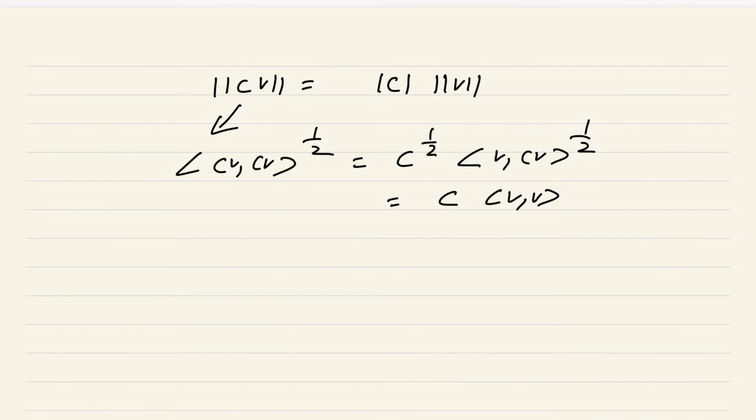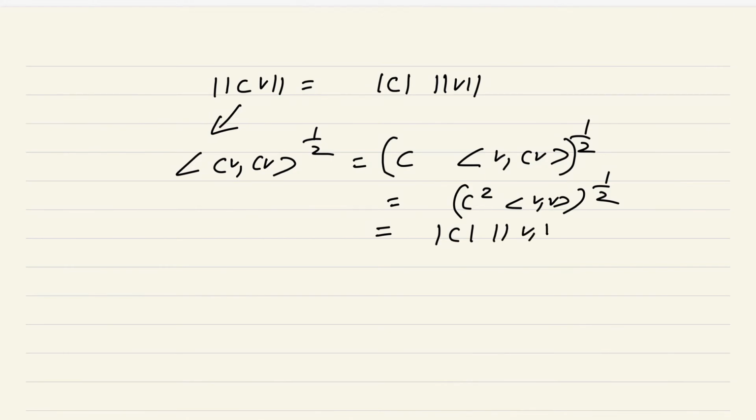So to be 100% precise, I should in fact write it like this, and I should write this second quantity as C squared inner product V with V, the whole power half, which is nothing but mod C norm V. There is no comma here. That's it. So the proof that whenever you take a vector and scale it, the distance to the origin scales in the way you expect is rather easy to prove.